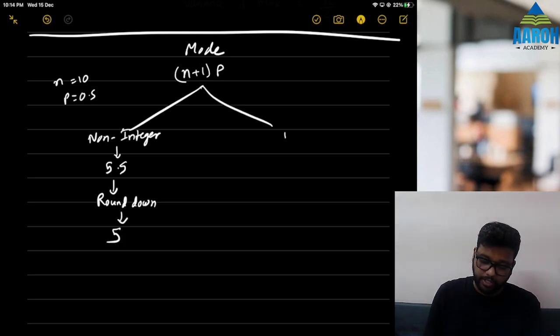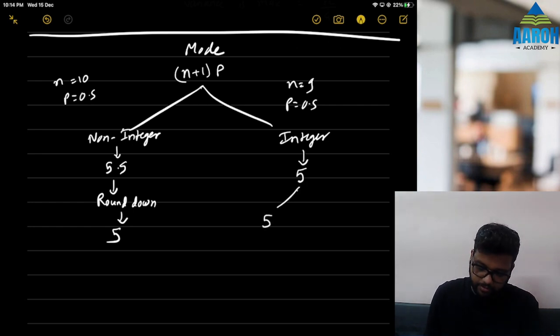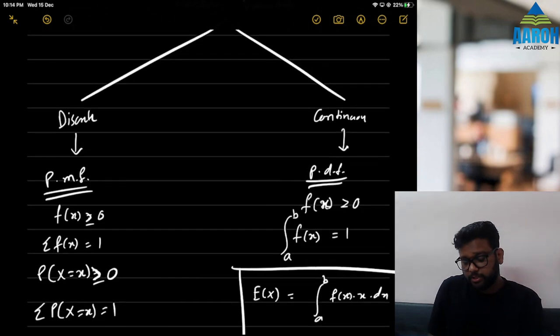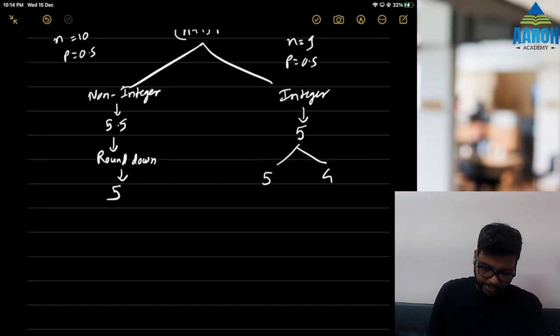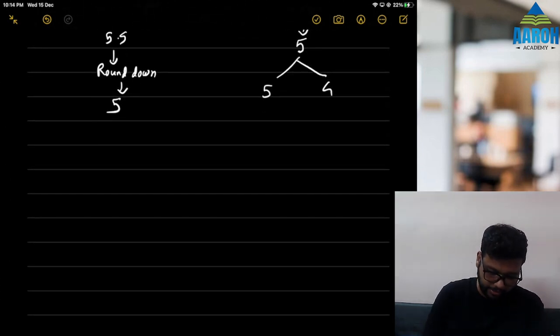But if this is an integer, for example, if n is 9 and p is 0.5, then what will be (n plus 1) into p? 5. Then there are two modes, 5 and 6, or 5 and 4? 4. Okay, 4. Correct. Fine. Then binomial distribution is called a biparametric distribution. I guess no other property is pending. Okay, if I am skipping over any property, let me know. I think nothing is pending.